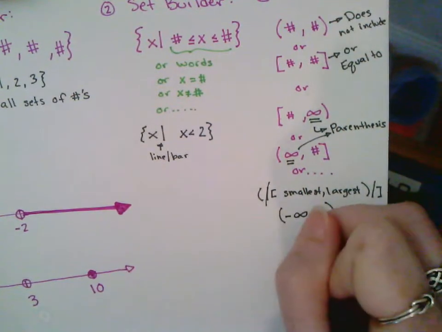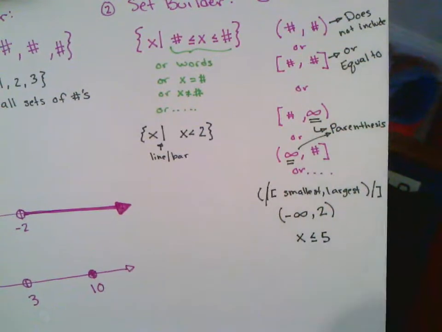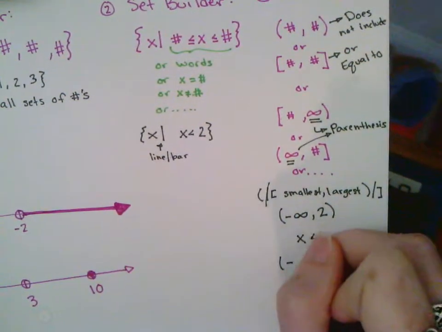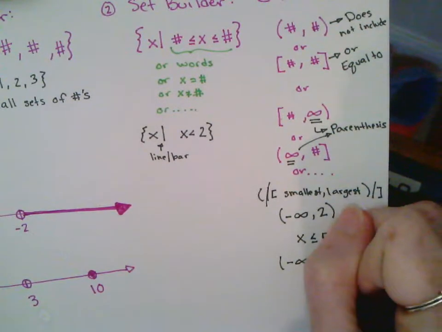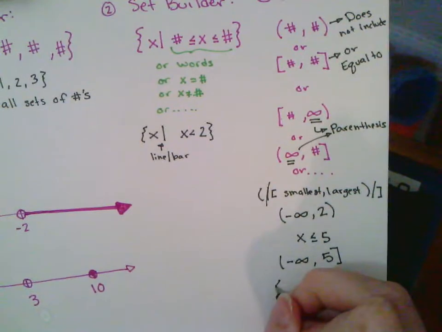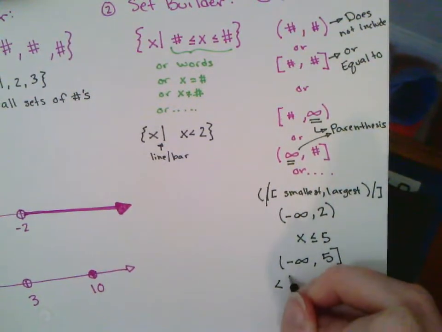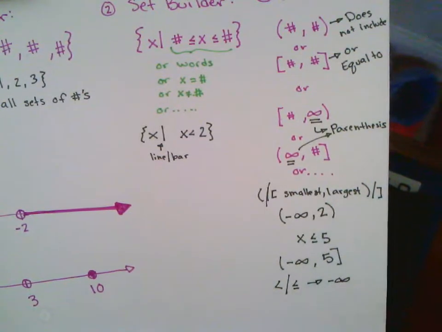Say I had something like x is less than or equal to 5. It would look very similar. Once again, it was less than, so we start at negative infinity, comma, 5, and this time we could use that bracket. So whenever you see a less than or a less than or equal to, that's going to go with a negative infinity. But if you see a greater than or equal to, that's always going to go with a positive infinity.